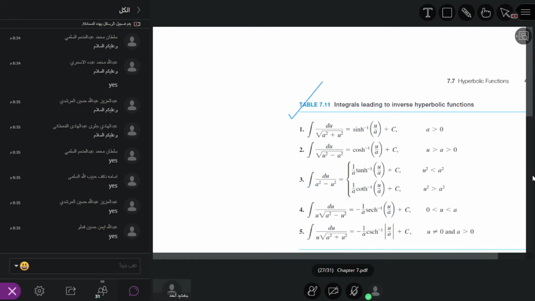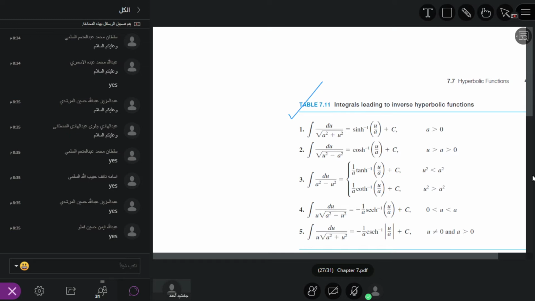We also discussed the half angle formulas for the hyperbolic functions. Sine hyperbolic square x is equal to cosine hyperbolic 2x minus 1 divided by 2. Cosine hyperbolic square x is equal to cosine hyperbolic 2x plus 1, whole divided by 2.